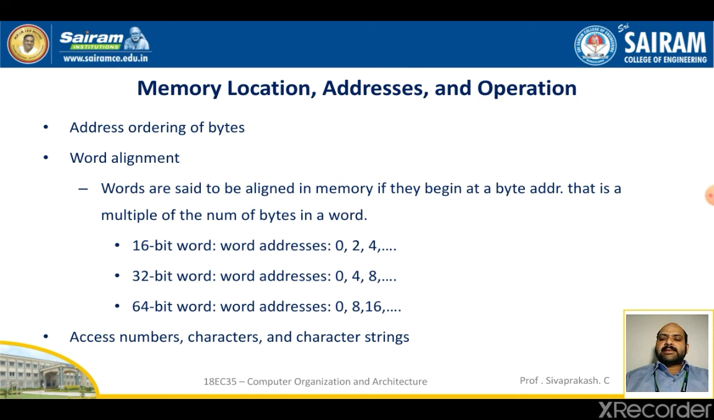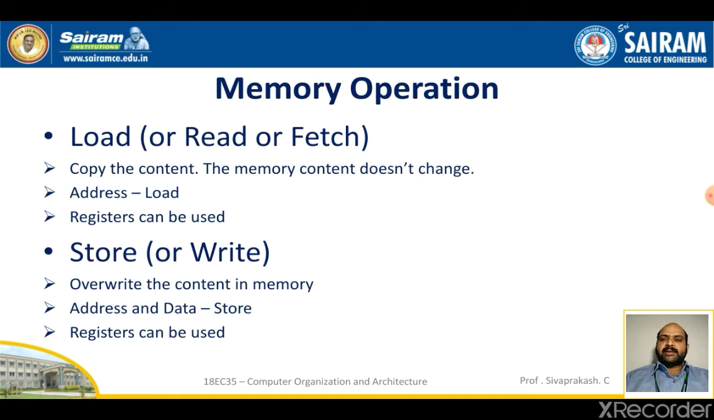Then, accessing numbers, characters and character strings. What are accessed numbers? A number usually occupies one word. It can be accessed in the memory by specifying its word address. Similarly, individual characters can be accessed by their byte addresses. There are two ways to indicate the length of a string: one is a special control character, and the other is a separate memory word location. Let us see these two important things.